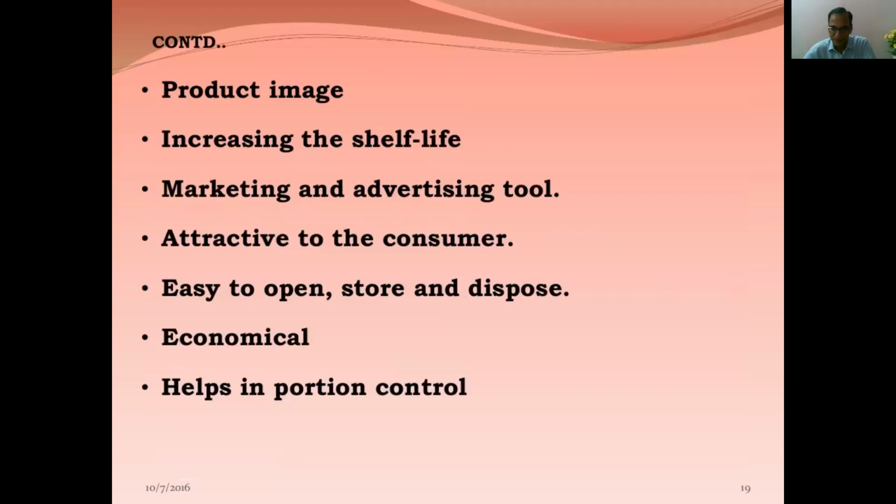And it is a marketing and advertising tool. It attracts the consumer. Consumers also like the packing. If you make two similar products of the same quality, one you pack nicely will be picked up by the consumer. The one you pack in a rough packing, no one is going to buy. It should be eye-catching. It should have a label on it. It should protect, contain, and help in storage. It should be easily stackable, and it should provide convenience of transportation also. So there are different functions of packaging.